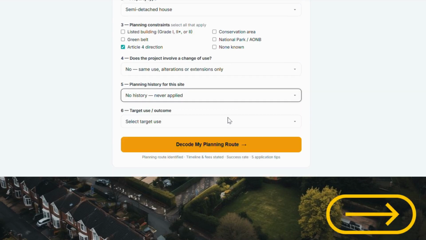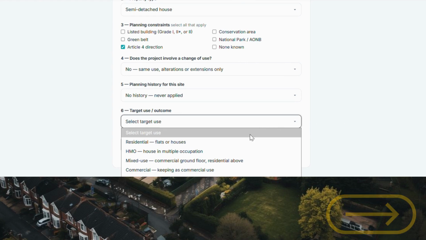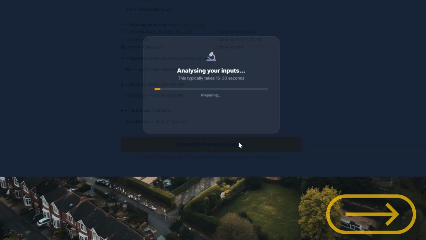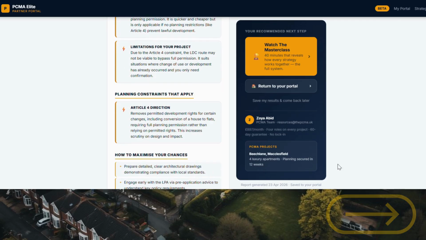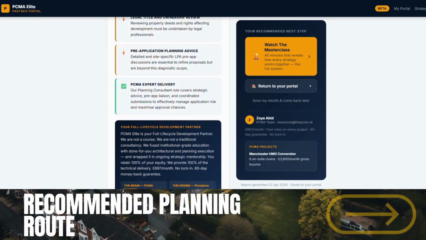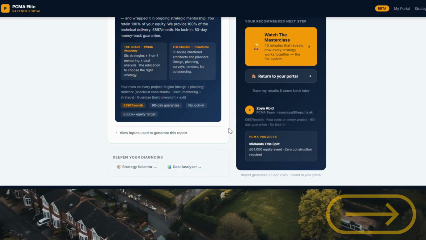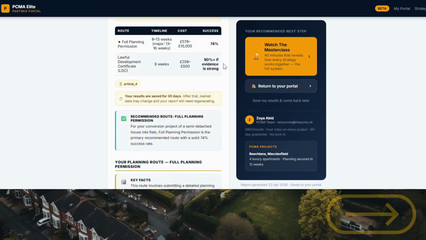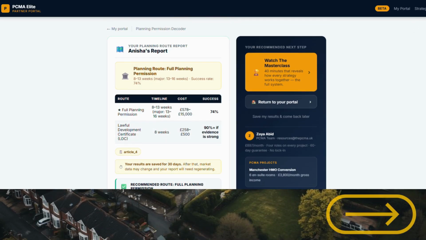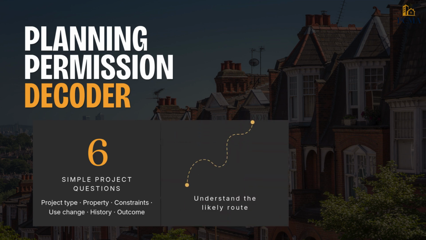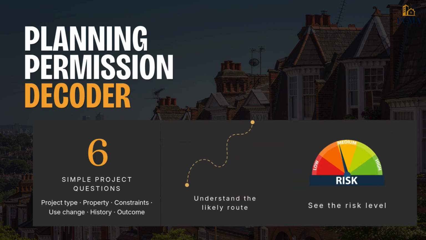The tool then asks whether the project involves a change of use. It asks what planning history exists for the site, and it asks what final use or outcome you are trying to achieve. Based on those answers, the Planning Permission Decoder gives you a recommended planning route. It does not just give a route name. It also gives you an expected timeline, an indicative cost range, a success rate indication, and a short explanation of why that route applies. The goal is simple. Answer 6 questions. Understand the likely route, see the risk level, and decide whether the project deserves deeper due diligence.